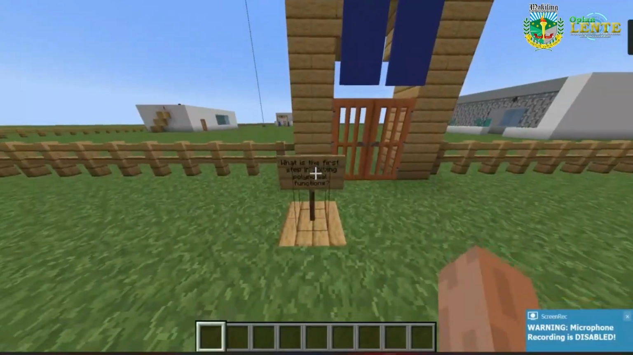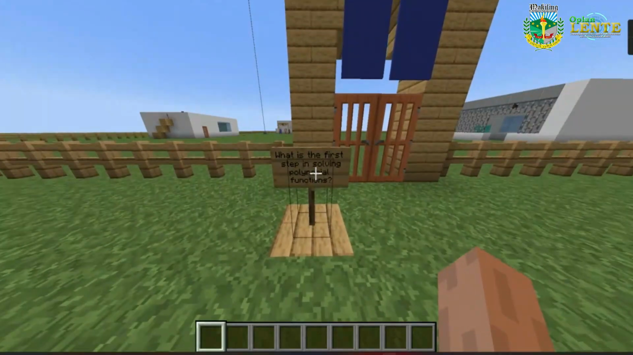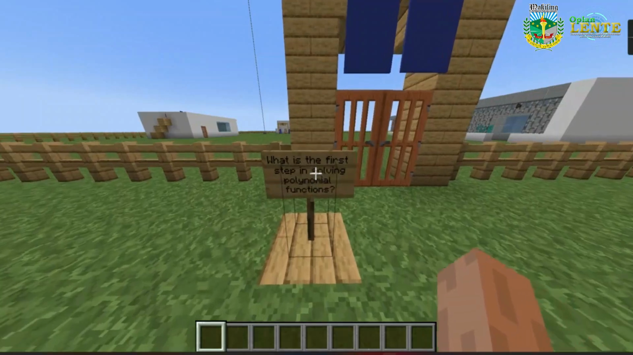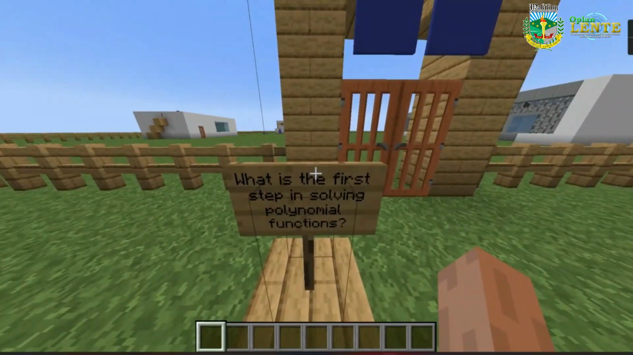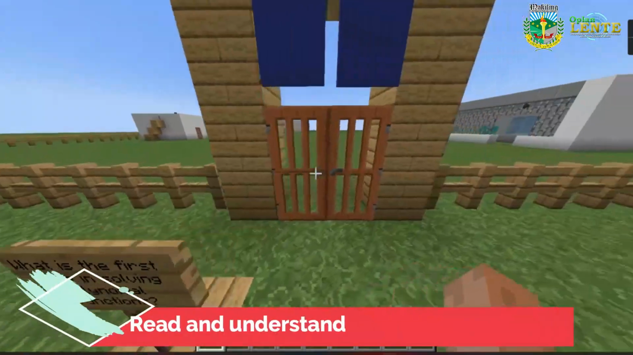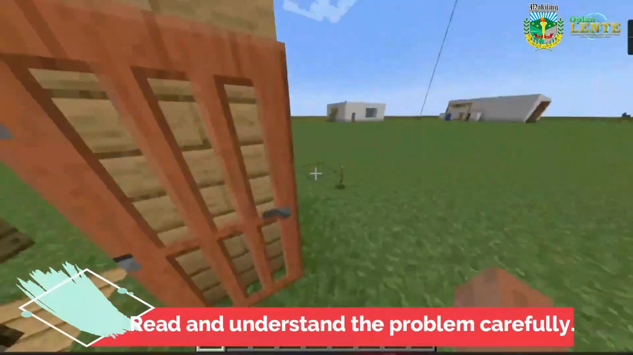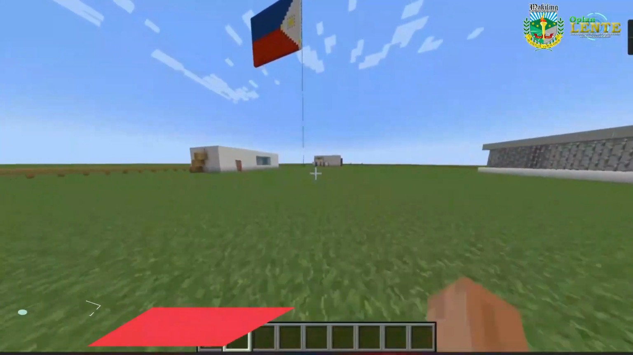Let us start with the main gate. Number 1. To enter the vicinity, we should answer this question. What is the first step in solving polynomial functions? Yes, indeed you are correct. We must read and understand the problem carefully. That includes the given and some conditions that we should consider to be able to solve the problem.